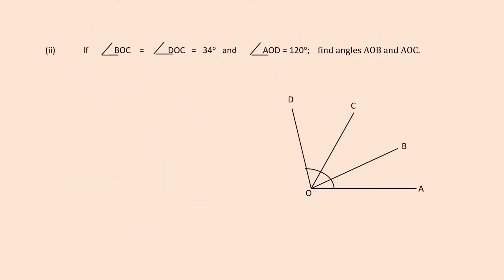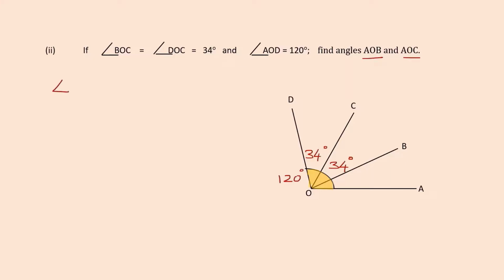Next question. If angle BOC is equal to DOC, which is equal to 34 degrees, that means these two are 34. Let's do that first. BOC is 34 degrees and DOC is also 34 degrees. And given to us is AOD is 120. So this whole thing is AOD. So that is 120. Now we need to find angles AOB and AOC.